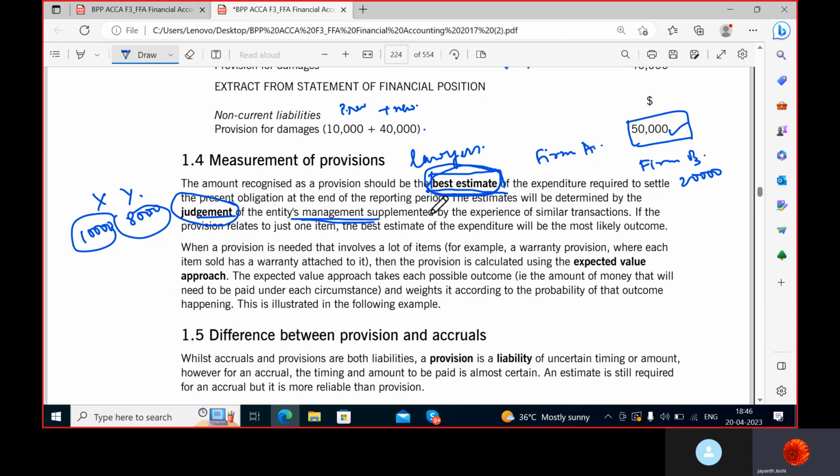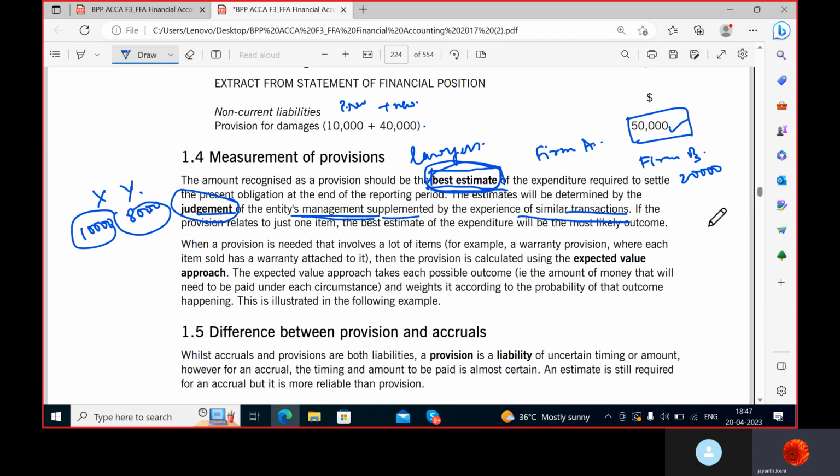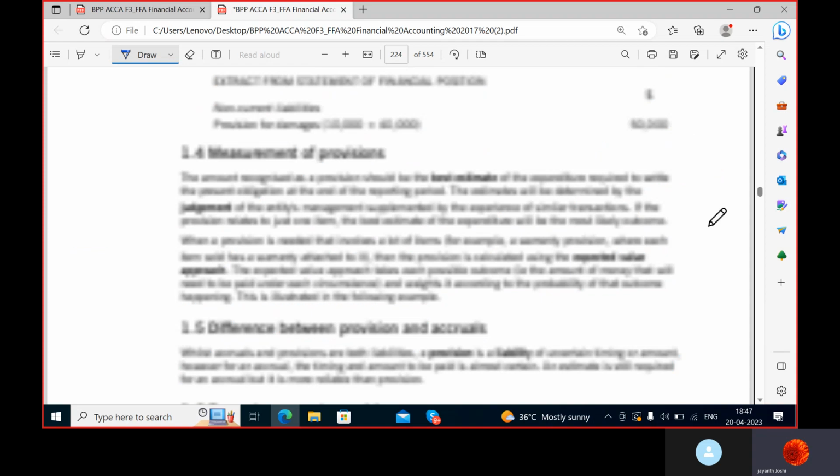And we know every entity has different management, and definitely the point of view of the management might be unlike the other entities' management criteria. So it depends upon the judgment of the entity's management supplemented by experience of similar transactions. And definitely when the business has a long history, from past trends also to some extent we can make the provision, or we can find out the amount of provision. So if the provision relates to just one item, the best estimate will be the most likely outcome.